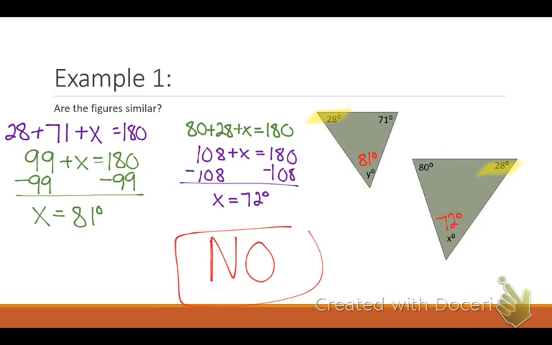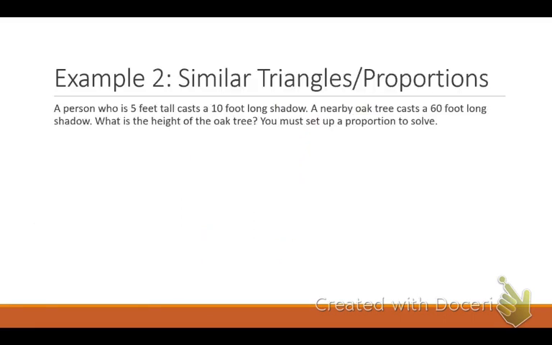In example 2, we're dealing with similar triangles and proportions. We have a person who is 5 feet tall and casts a 10-foot long shadow. So you ready for my person? Go ahead and draw a person.